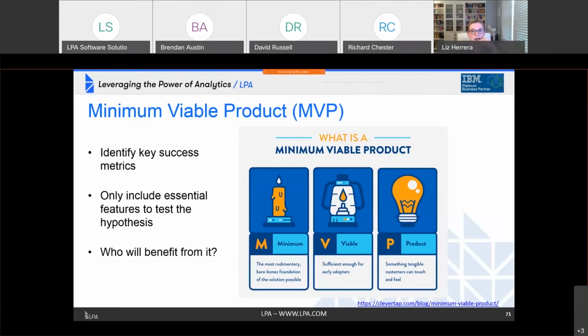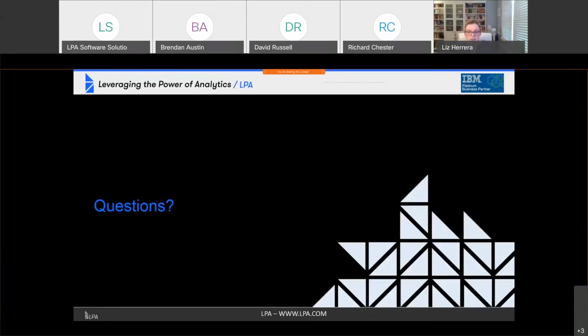So we'd recommend doing that on the data science front, actually building out an MVP, right? Where we can test out what's the minimum point success criteria that we need to hit. So that's really important. We need to identify the success criteria, only include essential features. So it doesn't need to be the full-on use case. It's just a component to test it out, and identify who's going to benefit. So you want to show that prototype to somebody and get their feedback and say, hey, is this worth it? Is this going to give us some good return on our time here? So with that, David, any questions?